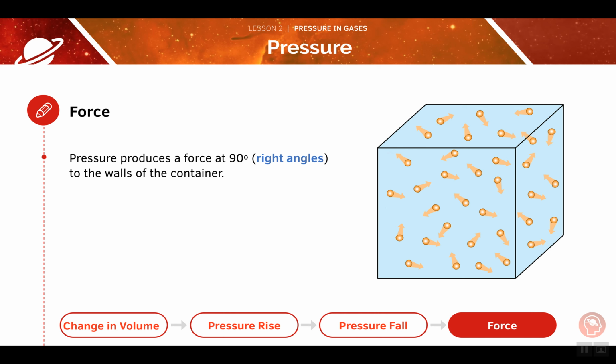As we learnt previously, when gas is trapped inside a container, it exerts a pressure on the walls. In turn, this pressure produces forces on the walls of the container. The forces are at right angles or 90 degrees to the walls of the container. This is explored in more detail in Chapter 4.5, Forces.